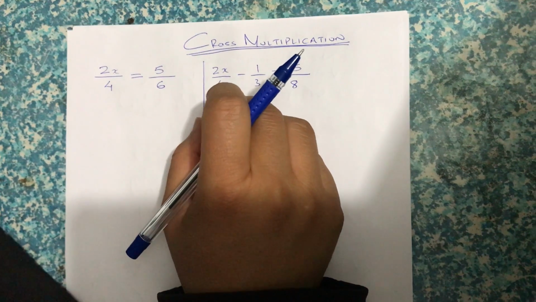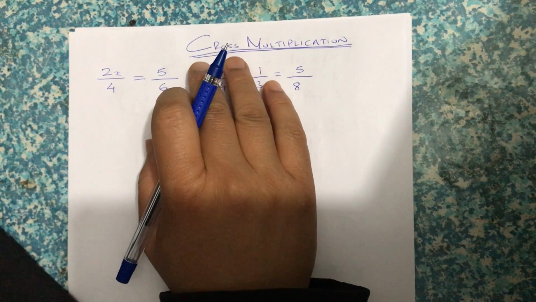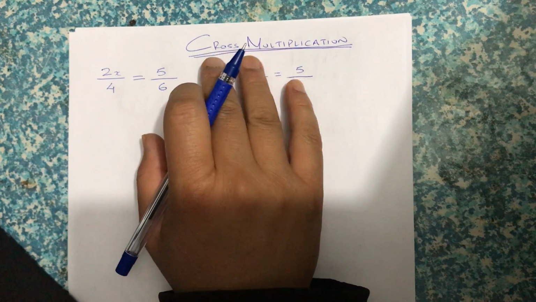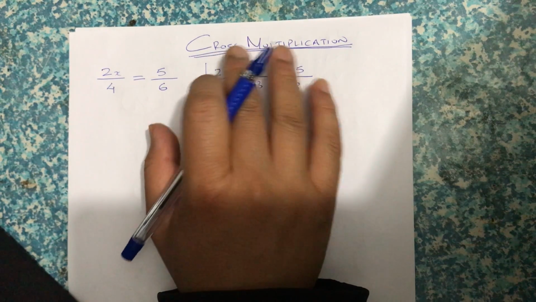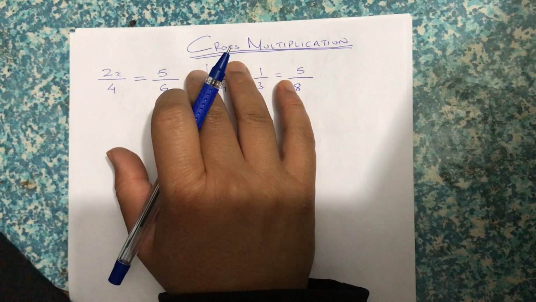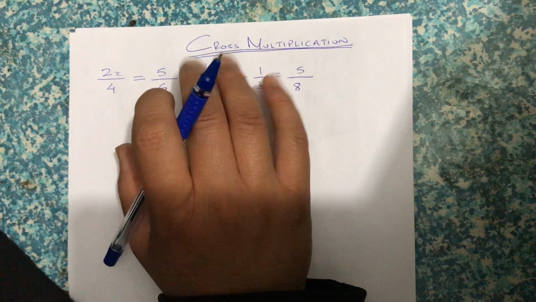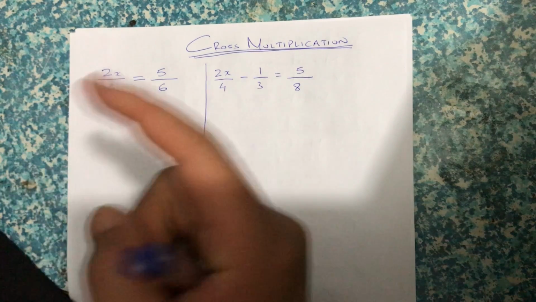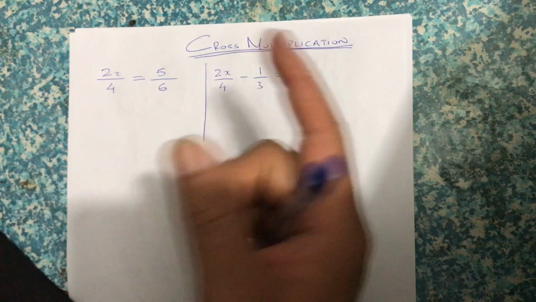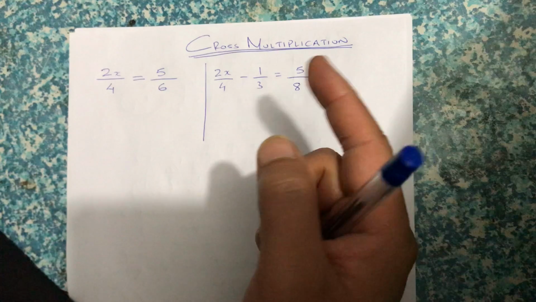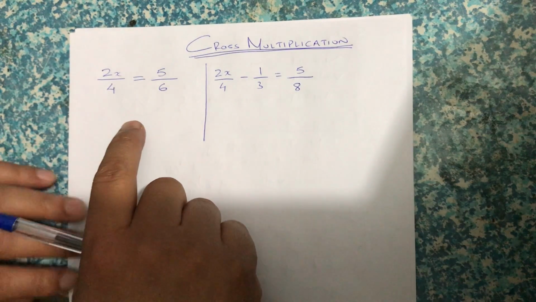Okay, just listen. So today I'll be teaching you something called cross multiplication. Now, when do we cross multiply? First thing is, when do we cross multiply? How do I know whether I have to cross multiply or not? That is what we'll have to learn. And then, after you identify whether you can cross multiply or not, we will show you how to cross multiply.